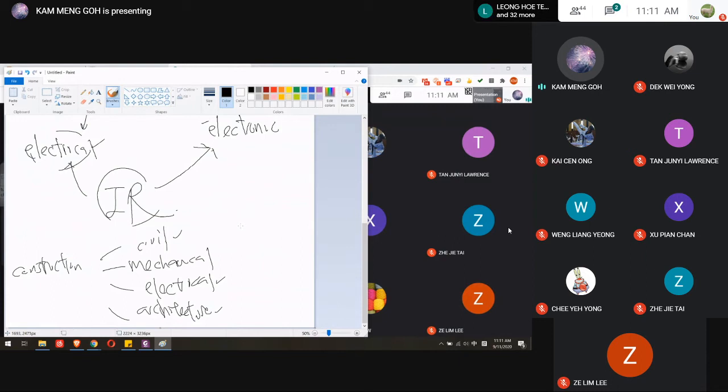For the electronic, I would say that the Ir. in electronic is less valuable compared to the electrical. Because in electronic, normally you are going to work in the industry or most probably a factory. Then you will be involved in all the fabrication work. So this is the difference. Any question for this right now?